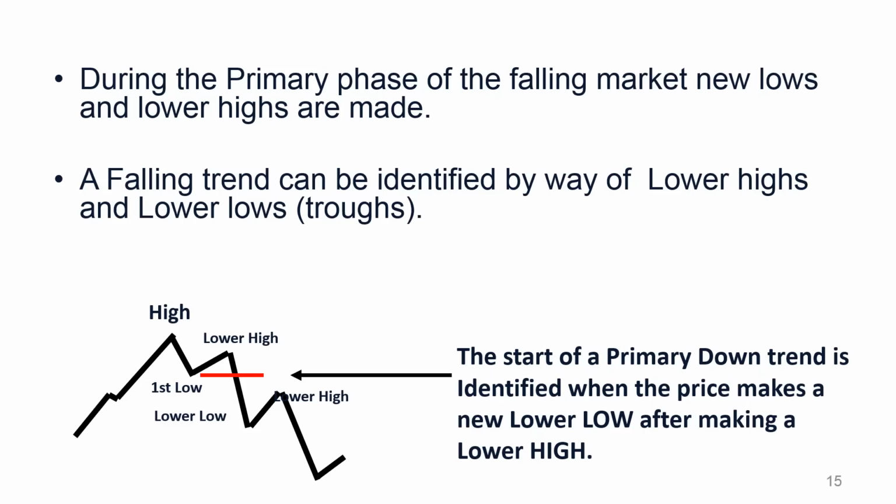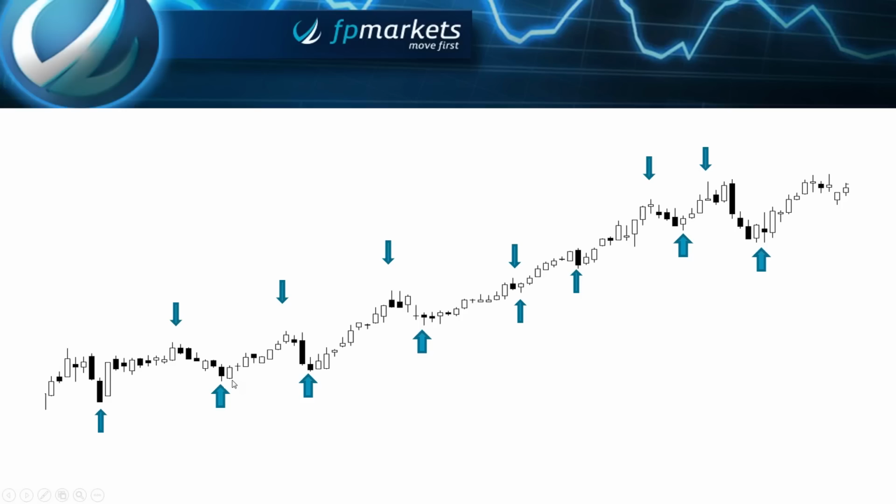Now, I want to just have a look in a moment at some very, very simple identifiable turning points in the market. So a downtrend: high, low, lower high, lower low. This is what it looks like in price action.